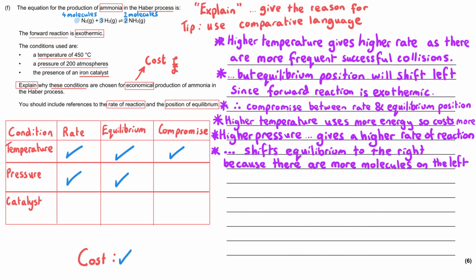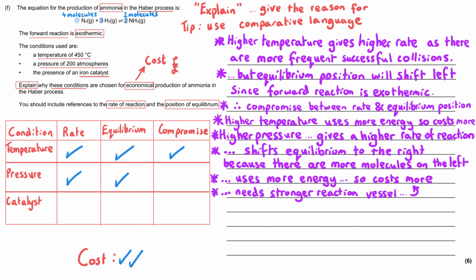And so it seems like a high pressure is great in terms of the rate of reaction and in terms of the equilibrium position and therefore the yield of ammonia that we produce. However, a higher pressure will require more energy and that will therefore increase the costs. And a higher pressure will also require a stronger reaction vessel in order to withstand that high pressure, so that will increase the costs as well.